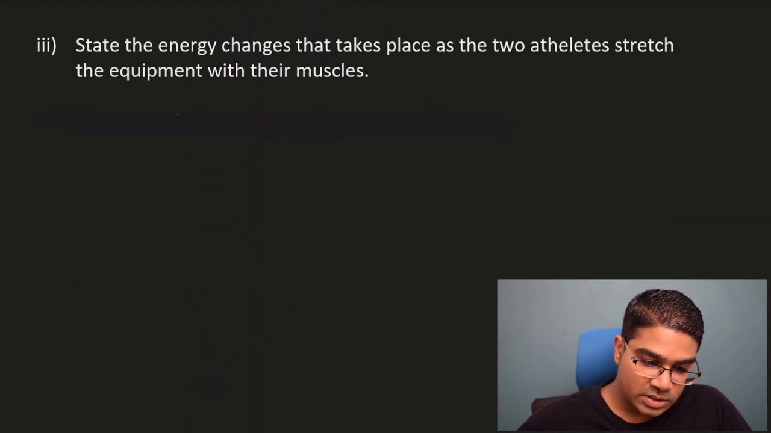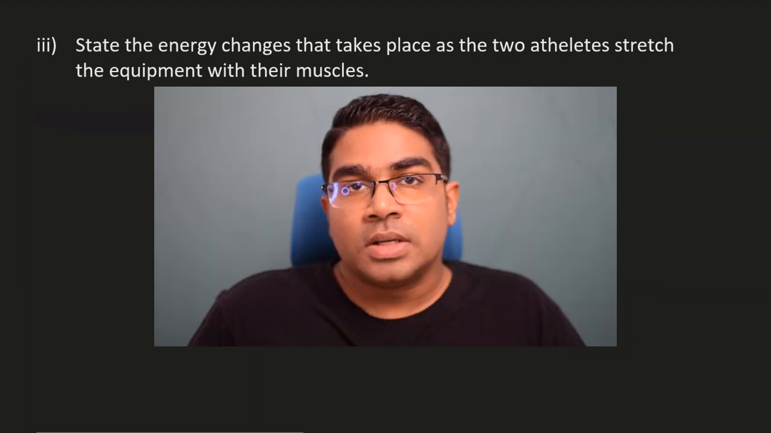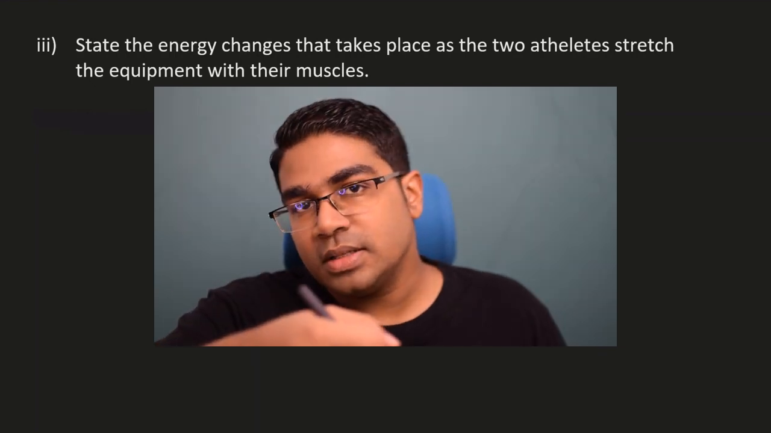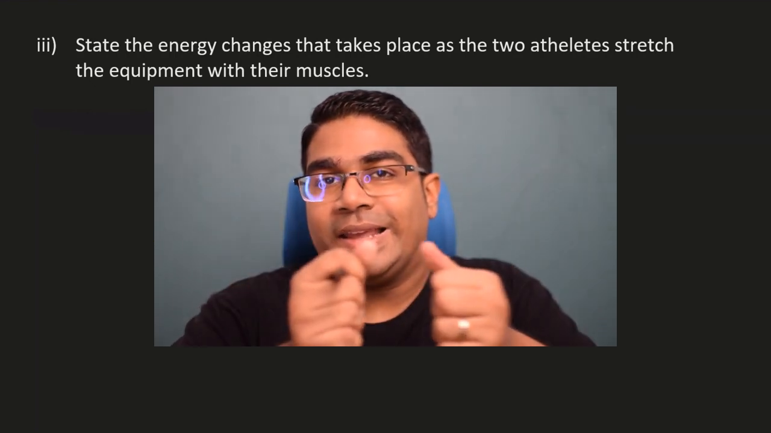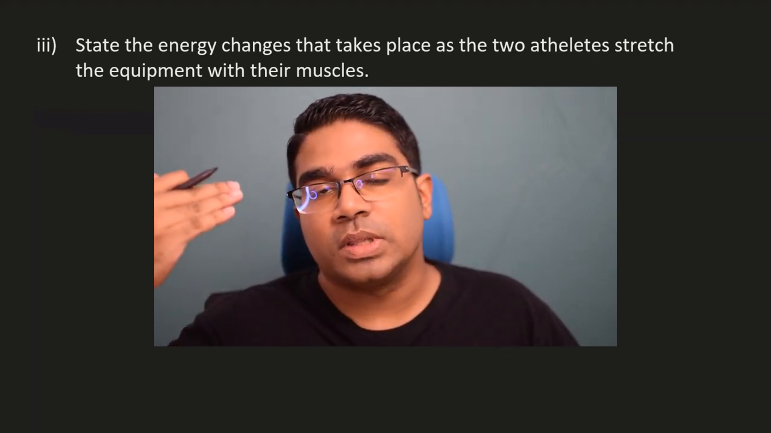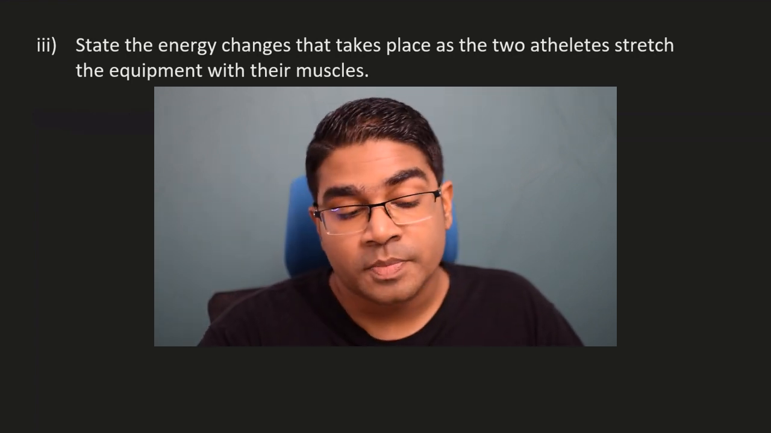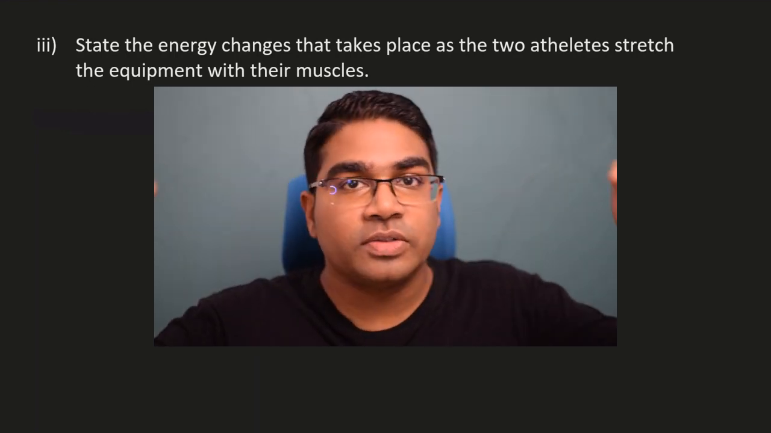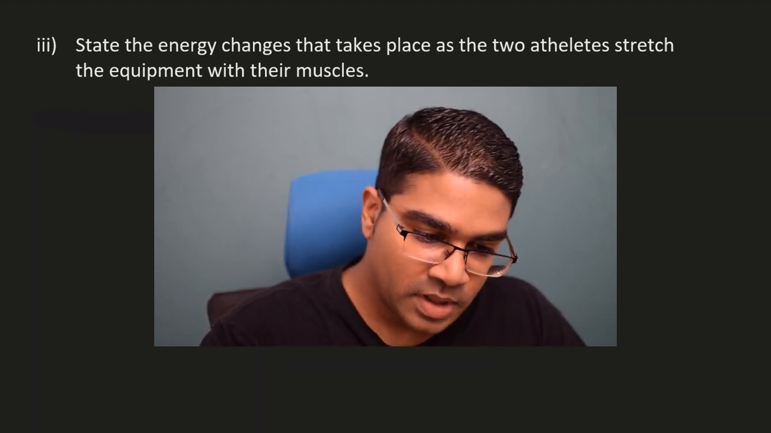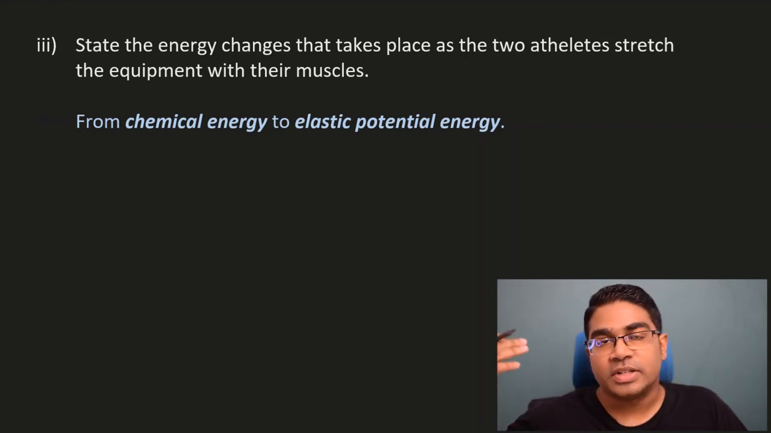State the energy changes that take place as the two athletes stretch the equipment with their muscles. So here we are talking about energy transformation from using muscles to moving the spring and getting it stretched and in that position. Whenever we start with energy that comes from organic beings, we are looking at chemical energy. And when the spring is stretched, of course the spring now contains, the final energy here is elastic potential energy. So the change in energy is from chemical energy to elastic potential energy.